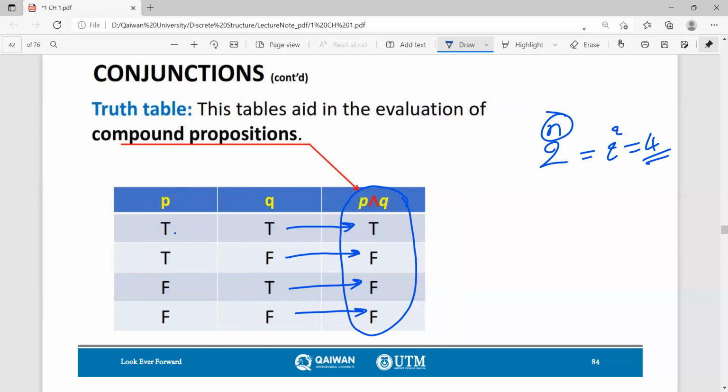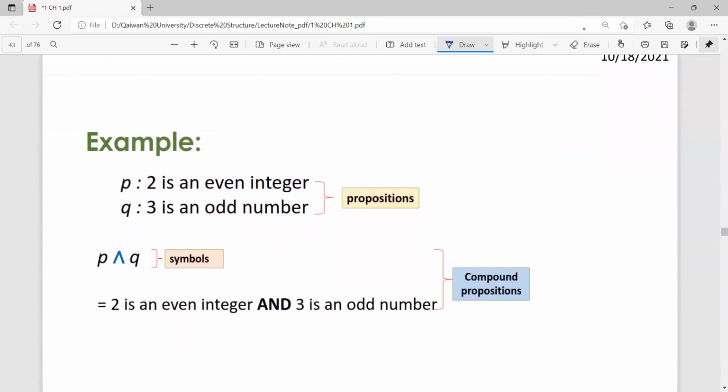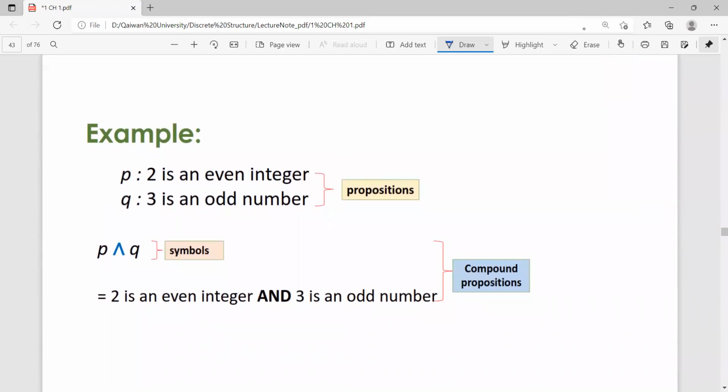So this is about conjunction. Now I have some examples. Here we have two statements, or two propositions. It says 2 is an even integer. That's true, is it? 3 is an odd number. Of course, it's true also. When you say p and q, it means true and true, and the result is true.